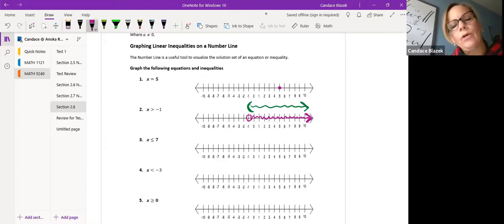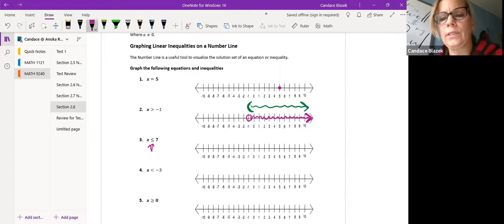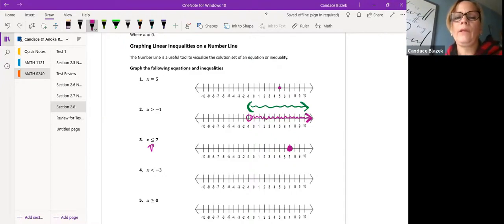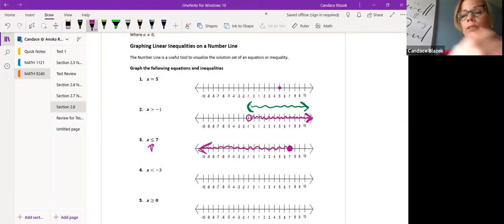Now here we have two things we say with this inequality. It's less than or equal to. So being equal to 7 is okay. So we're going to not put an open circle, but a filled in circle at 7. And then for x to be less than 7, that's saying all the values less than 7, so we would draw this arrow to the left. And we have to have an arrow at the end, which means we continue to get smaller and smaller and smaller.